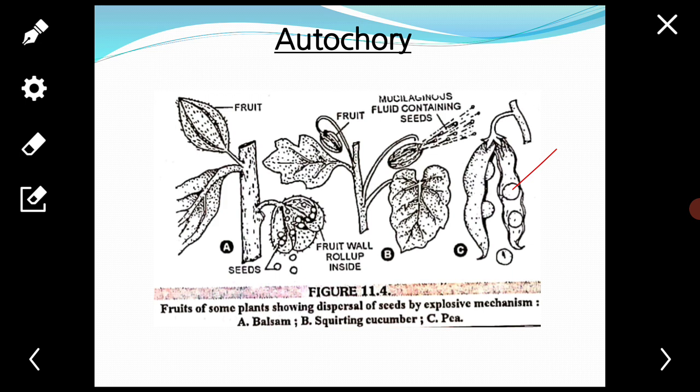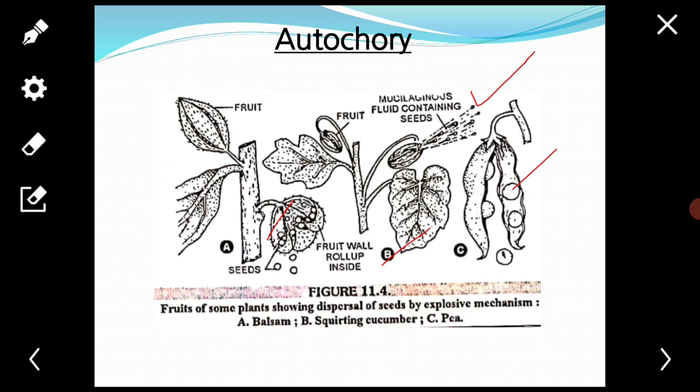Ripe fruits of balsam, castor, pansy, etc., burst open into valves which roll to push out the seeds. In squirting cucumber, the mucilage containing seeds are ejected like a fountain when the fruits get separated from their stalks.